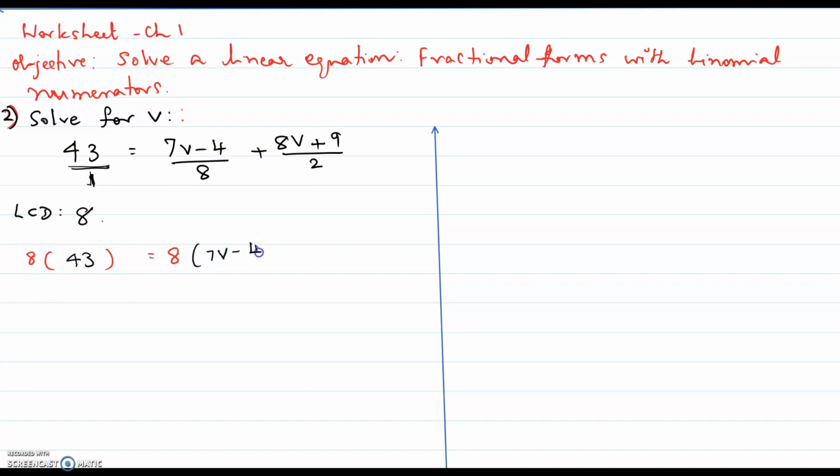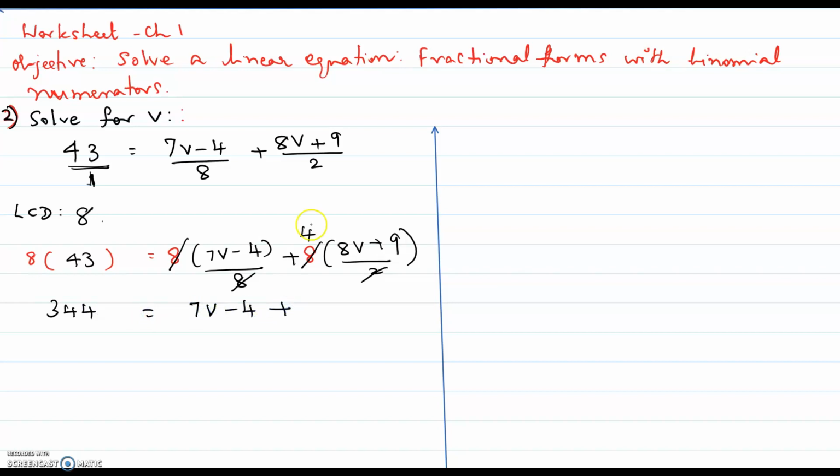So (7v minus 4) over 8, then we multiply by 8, the second term as well. This is (8v plus 9) over 2. So that way the 8 and 8 cancel out. Here we get a 4. So 8 times 43 on the left hand side. You can use your calculator to do this. So this will give us 344, which equals 7v minus 4 plus 4 times (8v plus 9).